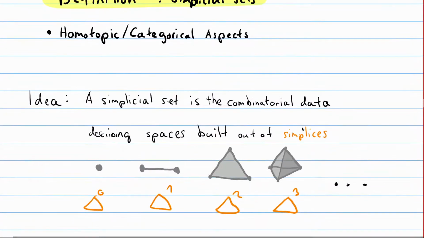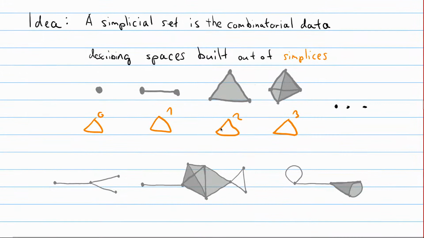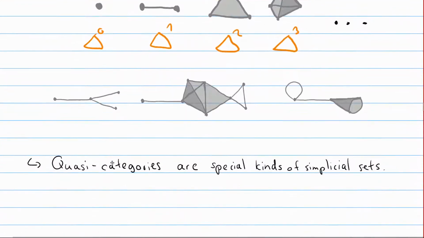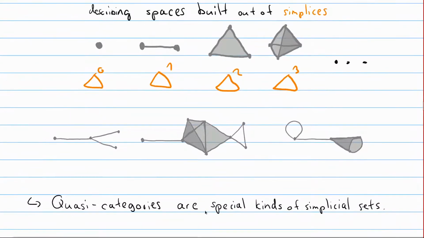So a simplicial set, we can think of it as data that describes spaces built out of simplices. Here I've got some drawings of things you could call simplicial complexes, and the simplicial set is sort of the abstract data that describes them. If you've seen the first talk from C., he defined them really nicely, and it was a very good introduction to them. As I said, quasi-categories are special kinds of them, so this is why we want to study these first.